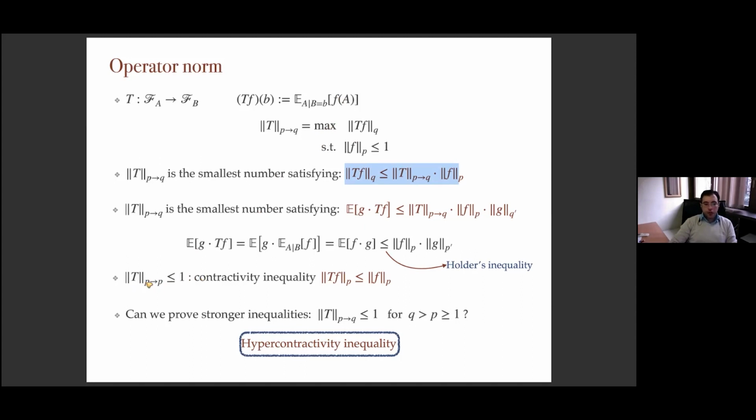Anyway, for P equal to Q, we have this contractivity inequality. And then using this monotonicity property of the P norm, we are interested in inequalities that are stronger. We are interested in inequalities of this form, P to Q, where Q is greater than P. And because these are stronger than the contractivity inequality, we call them hypercontractivity inequalities.